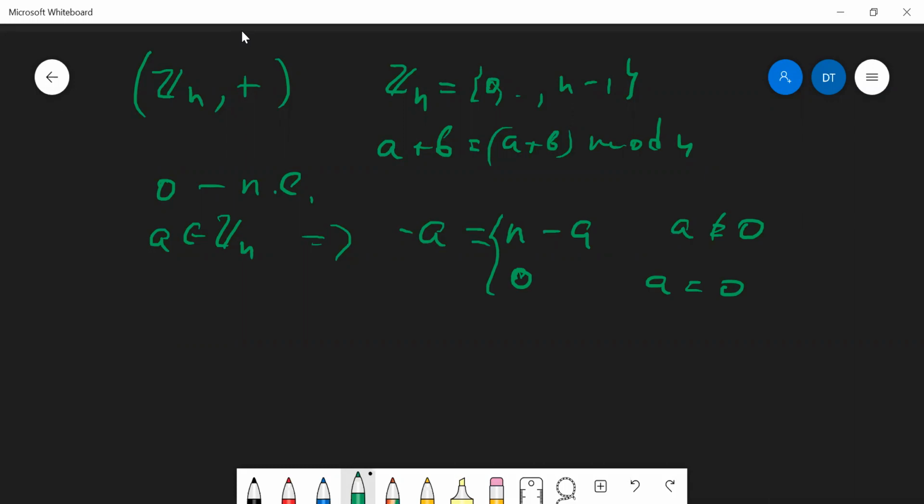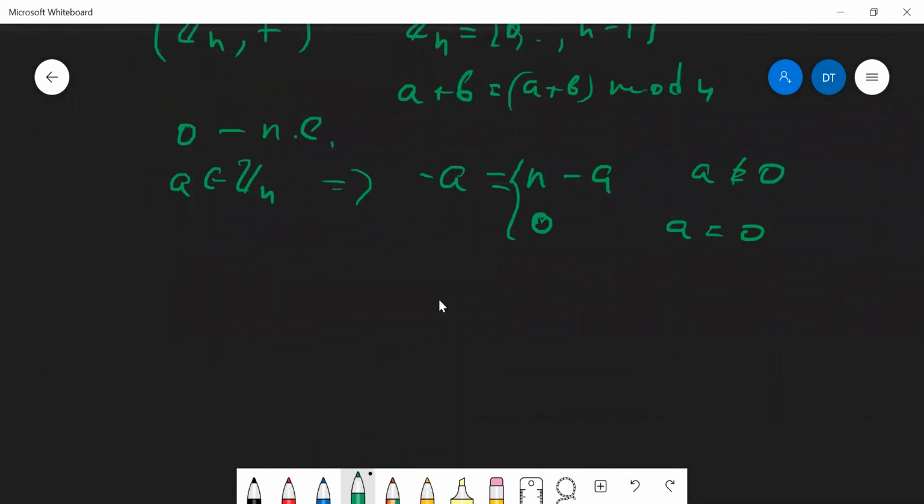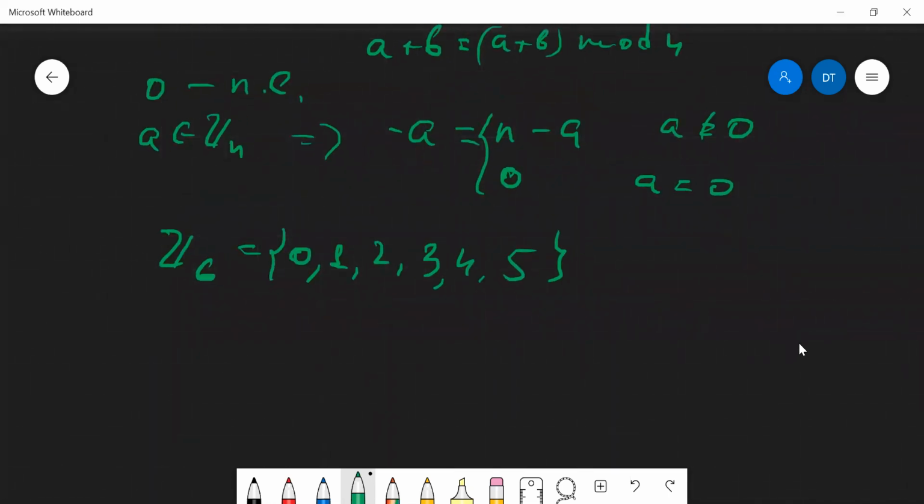Now let's take some specific number, for example, say 6. So we take Z6. It consists of 6 elements. And let's compute the orders of all elements here. Okay? Do you remember the definition of the order of an element? Should I recall it?